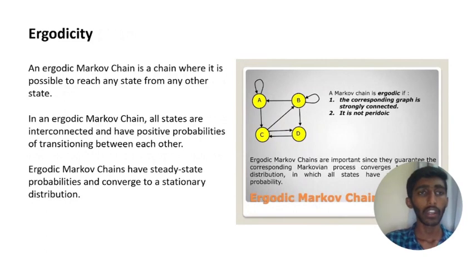Next topic. An ergodic Markov chain is one where it is possible to reach any state from any other state. In an ergodic Markov chain, all states are interconnected and have positive probabilities of transitioning between each other. Ergodic Markov chains have steady state probabilities and converge to a stationary distribution.